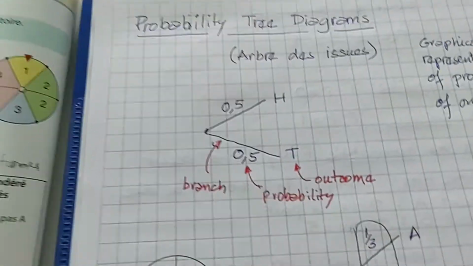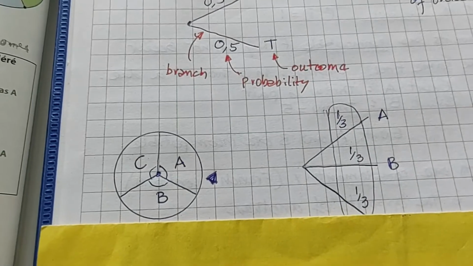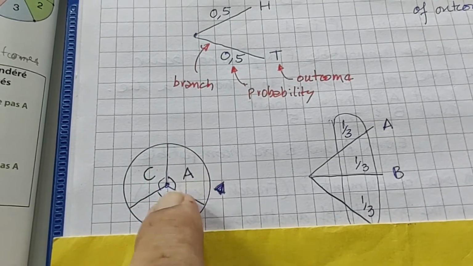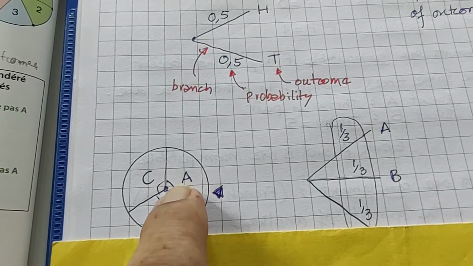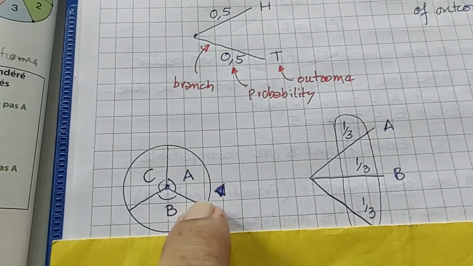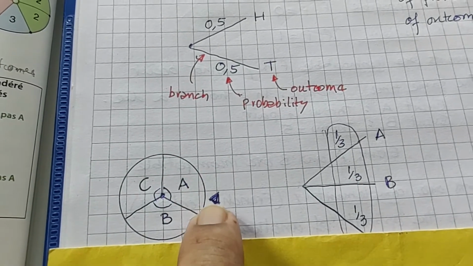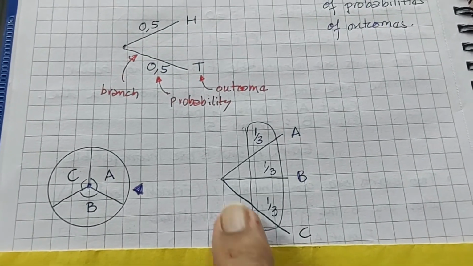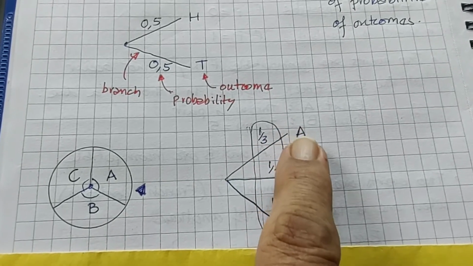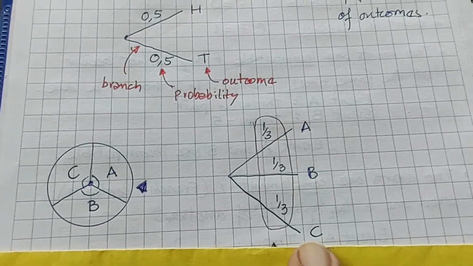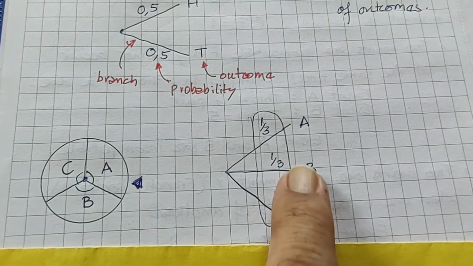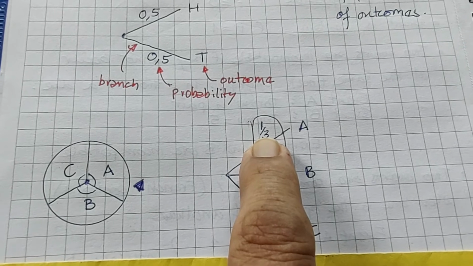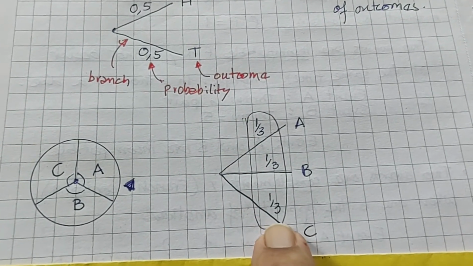So let's take another case. We take a case of a pinwheel where we have A, B, C. Each sector or each slice of the pizza, if you can call it, has the same angle. So they're all equally likely to stop in front of the pointer when you spin it. So then in this case you have three branches and three outcomes, A, B and C, and each is as likely to happen as the other. So the probability is 1 out of 3, 1 out of 3, 1 out of 3.